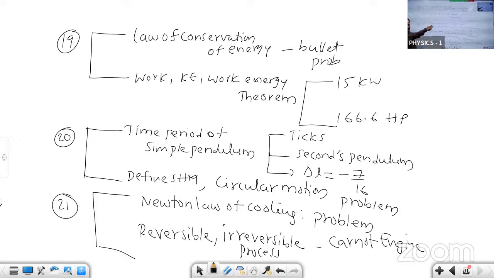This question I finished today. 1, 2, 3. Half of the LAQs are over. Out of 6, 3 LAQs are over. 3 more LAQs are balance. So this one is the finished part. This one is balance: define SHM, Newton's law of cooling, reversible, irreversible process. 3 LAQs left. Then after that we are going towards the SAQ zone. Every student compulsorily reads 6 LAQs. That is 6 LAQs, this one only. So we'll continue tomorrow.